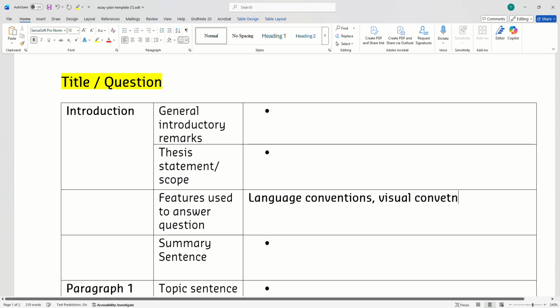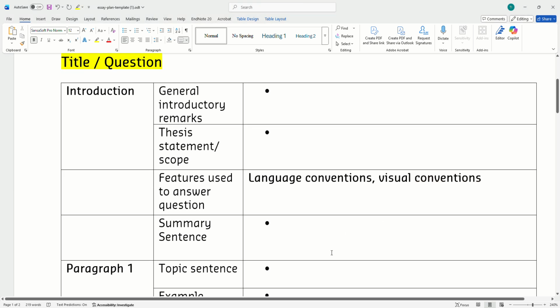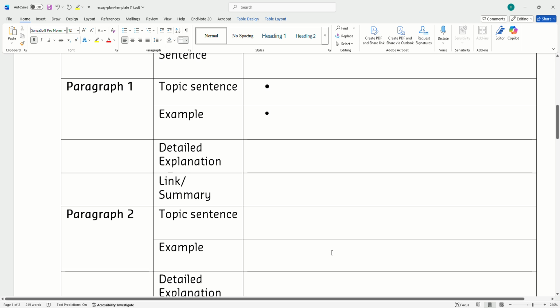Then the last thing we do as part of our introduction is the summary. So we just make a concluding statement to finish off the introduction. In my next video, I'll go through a proper example so that you're able to see what you're expected to do in an introduction.